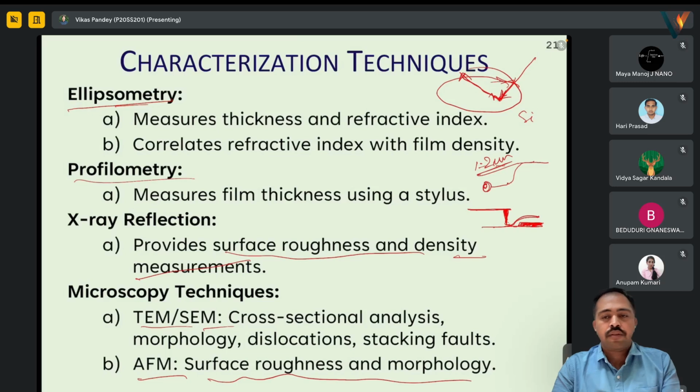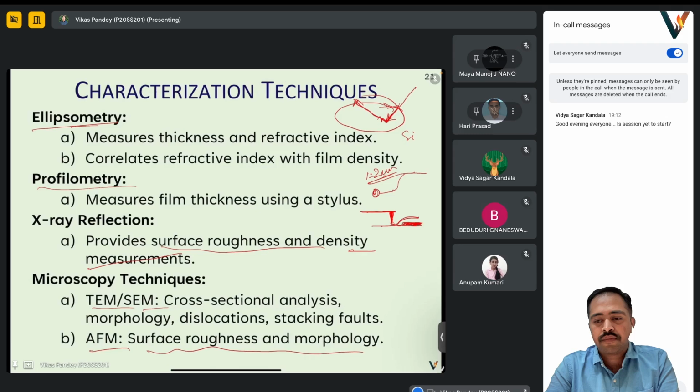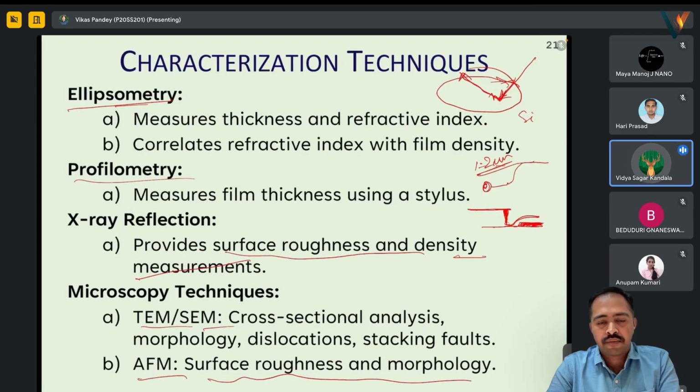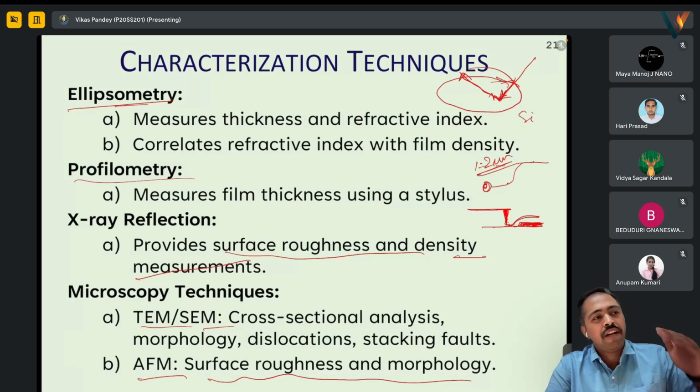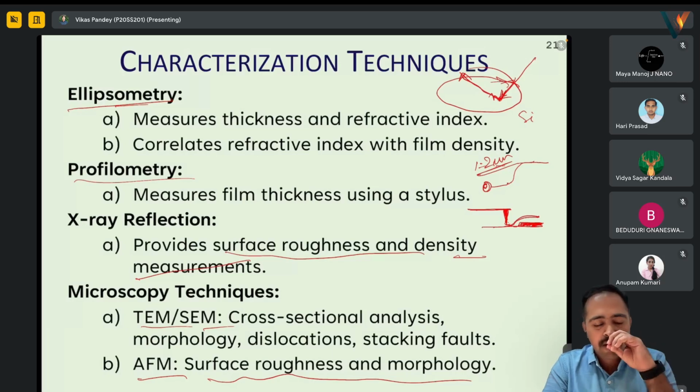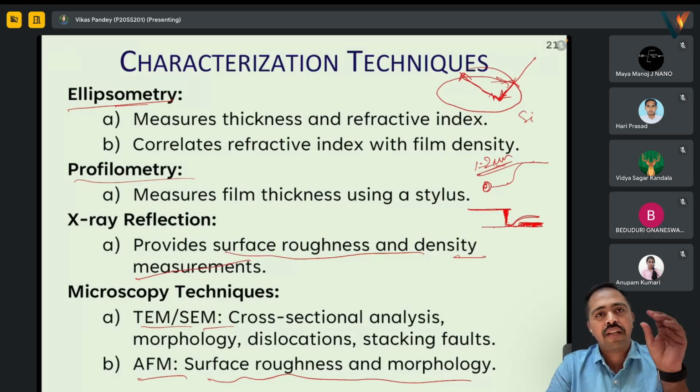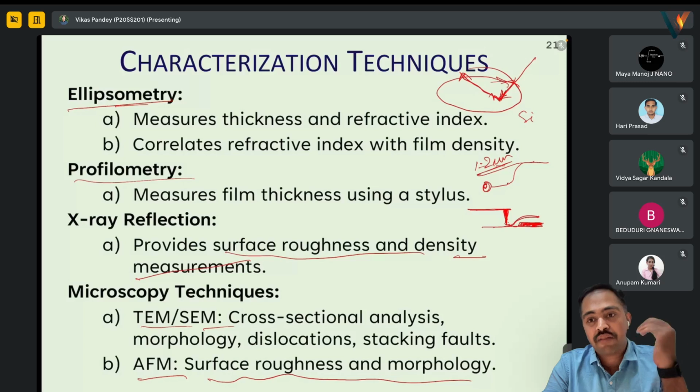Yes, anyone? You can unmute and speak if you want. Just these measurements right now, the technology is well matured, sir. Like we will get the exact details of how much SiO2 is grown on the film.